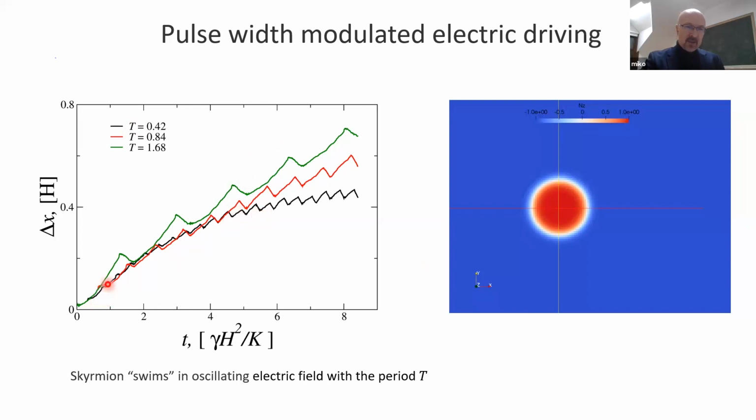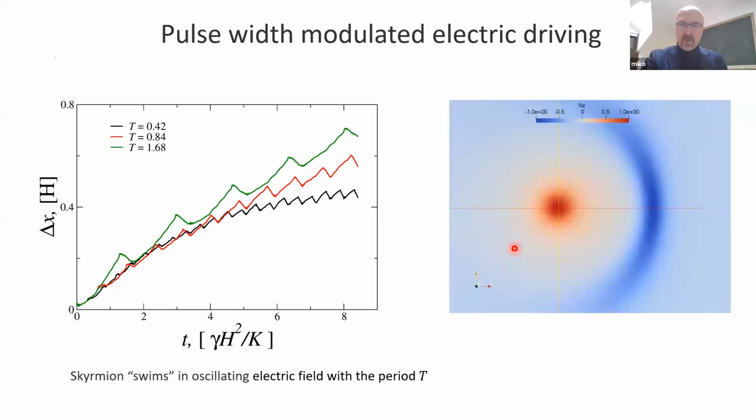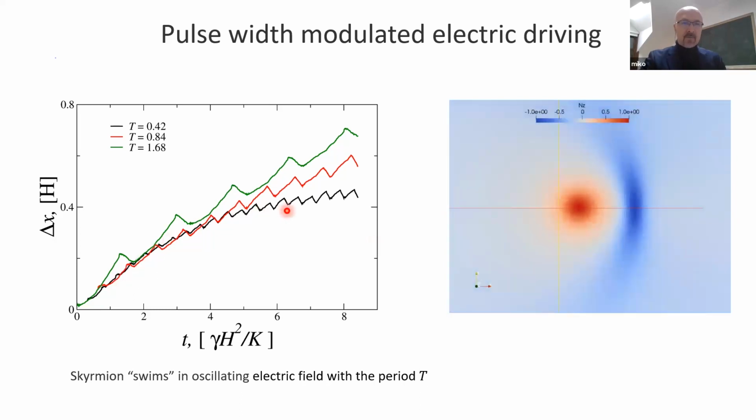So after the initial transient, we finally reach a steady state when the skyrmion moves at constant net velocity. In this video, we represent the three-dimensional simulations of the net motion of the skyrmion, and this video corresponds to the black curve, which moves at the highest frequency. These simulations have been carried out in the group of Ivan Smalyukh.